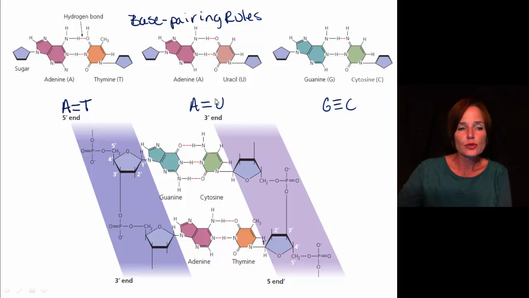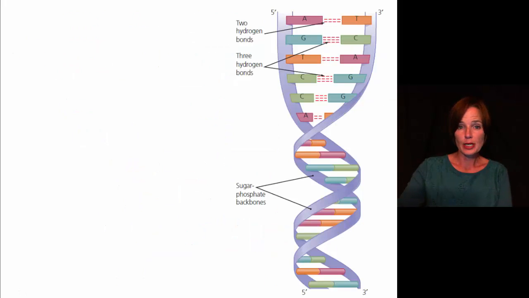Now, we don't have U's when we're talking about DNA. That was an RNA specific thing. So these are the combinations that we can possibly have. We can have G and C, and that's here on the top, or we can have A and T down here on the bottom. If we look at it a little bit more formally, here we have our overall DNA molecule. It is a double helix.